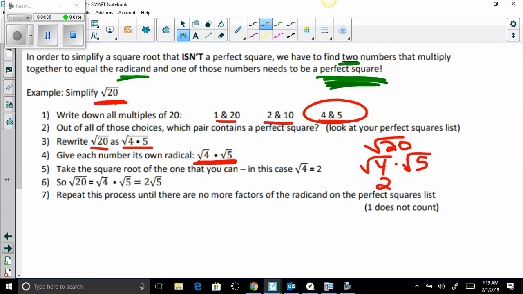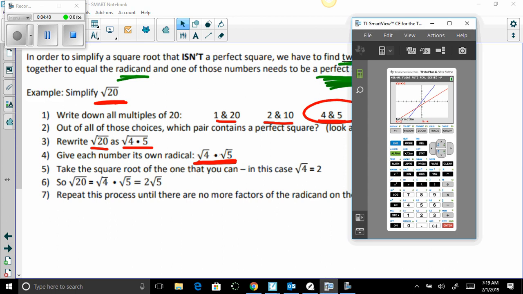Do I know the square root of 5? I don't know the square root of 5. And is it a perfect square? No, it is not a perfect square, so I leave it. So my answer is 2 radical 5. If I were to go check myself on the calculator, if I put in the square root of 20, I get some crazy decimal. And now put in my answer, 2 radical 5, so I can check myself. And notice I get the same exact thing.